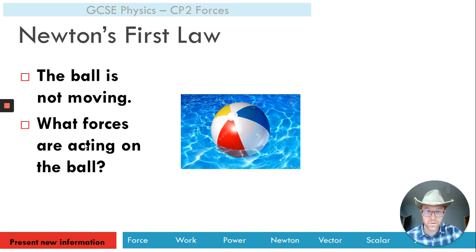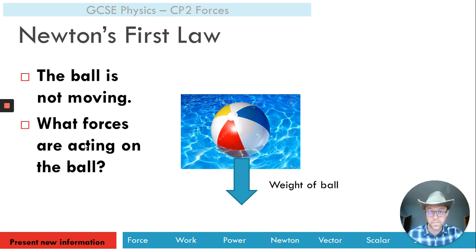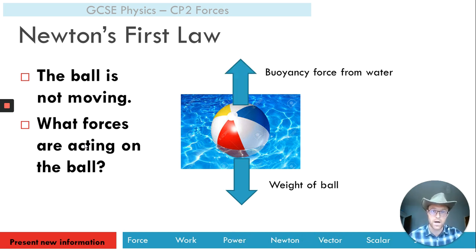Okay, forces we've got. We've got the weight of the ball acting down into the water. If there was only the weight of the ball acting, then it would sink into the water. It would accelerate down into the water, but there's something acting back up. We've got buoyancy force acting back up from the water. Now, these forces are balanced. That means they are of equal size. You see the arrows are of equal size, but they're acting in opposite directions.